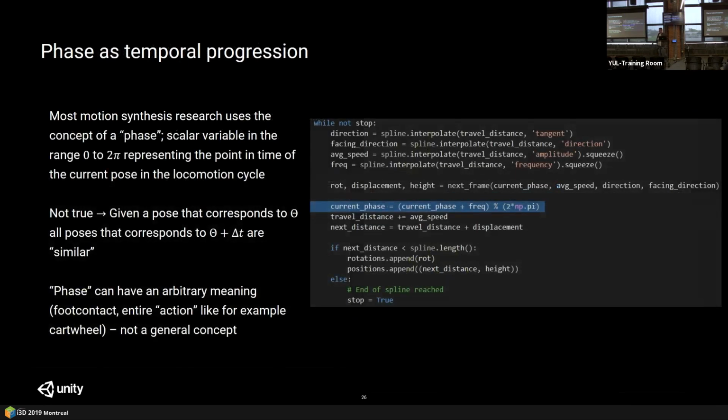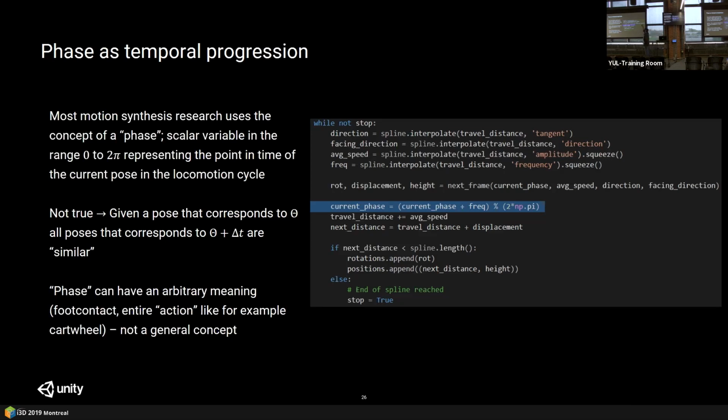But what really struck me as a little bit strange is that all of these research projects, except Mode Adaptive Neural Networks, use phase as a temporal progression. So what is phase? Basically, it's a scalar variable that is usually in the range from 0 to 2 pi that indicates the point in time of the current pose in a locomotion cycle. If I'm in that pose, that value is 0. If I'm through the entire cycle, it's 0 again, right? And in the middle, it's pi. And that is actually a code snippet from QuaterNet. That was the most explicit way I could find where this is right in your face.